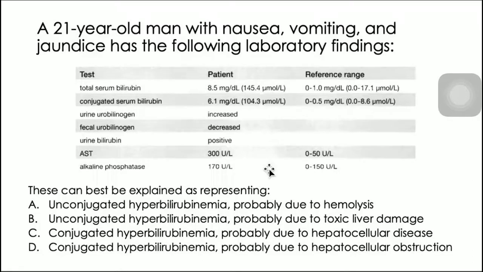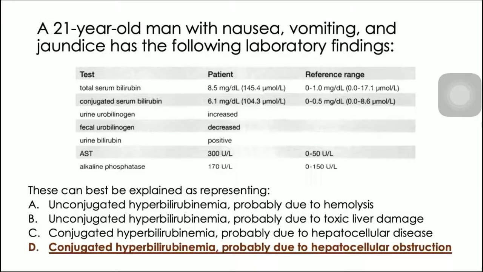Okay, so this one is a case po of letter D, conjugated hyperbilirubinemia, probably due to hepatocellular obstruction. Okay, so due to hepatocellular obstruction. So yung this one is if you will under po ng hepatocellular obstruction, this one can be a case nga po of hepatitis. No? Kasi if you will compare AST versus your alkaline phosphatase here, mas higher po or significant yung change sa or increase sa AST, no, from 0 to 50 na reference as compared to your alkaline phosphatase.